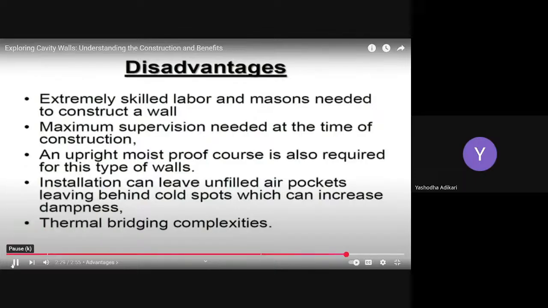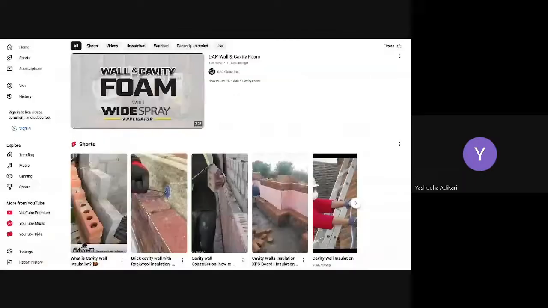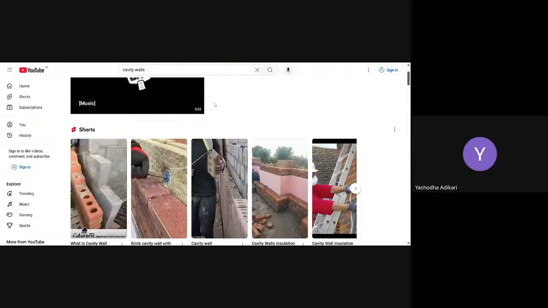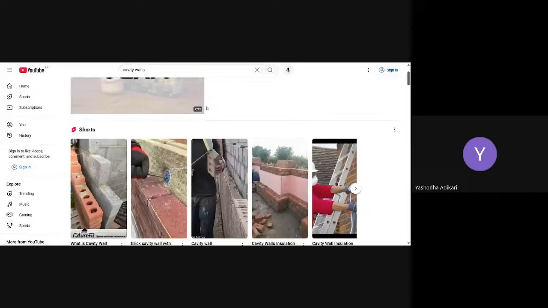That's the reason why it's telling us the benefits. That's a different thing. Right? Here you can see, I just wanted to show you about these cavity walls. You can see in this picture also, there is a gap between these two walls, right? Okay.